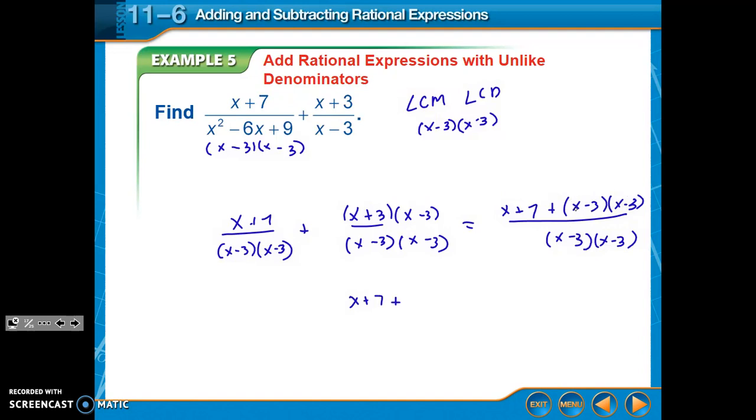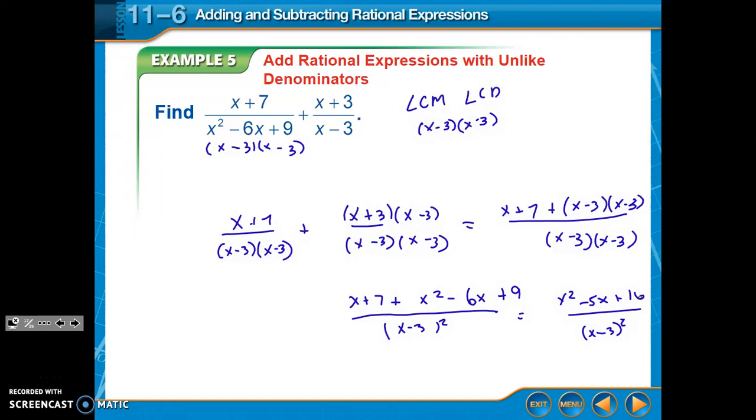If I were to FOIL this back out, I get back to this. So it's going to be x squared minus 6x plus 9 over x minus 3, and we'll just say squared for now. So I need to combine like terms here. So this is going to become x squared minus 5x plus 16 over x minus 3 squared. And I want to see if this thing factors so that it cancels with one of these.